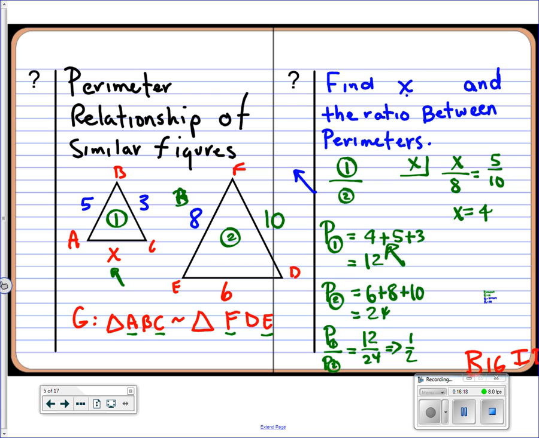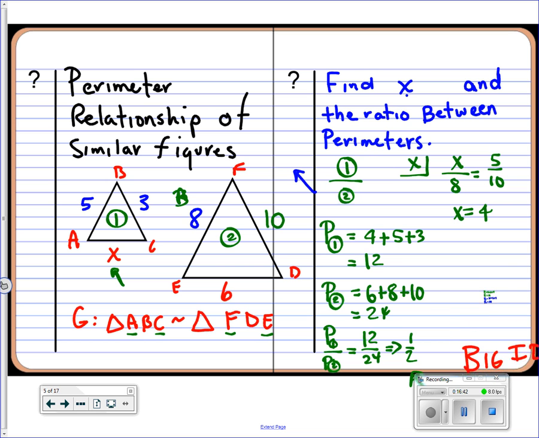Okay, so then I plugged it in. I found the perimeter of perimeter 1, perimeter of perimeter 2. And then I wrote a ratio between them, perimeter 1 over perimeter 2, and that gives me 1/2. Now we had this perimeter ratio all along. If you take a look at the scale factor, and remember the scale factor is a ratio between any two corresponding sides, we had 5 over 10, and that reduced to 1/2.